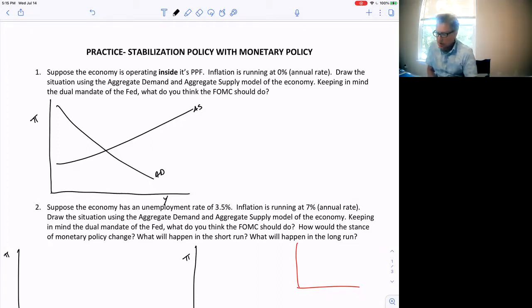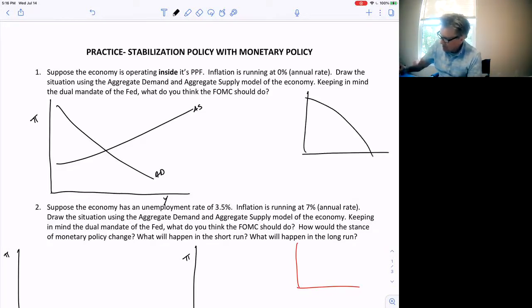So first problem, the economy is operating inside the PPF. If we were to draw the PPF in the economy, we're inside it, which means some cyclical unemployment. Inflation is running zero. That sounds great, no inflation, but that's too low as far as the Federal Reserve is concerned. They're the ones that have the power to change it with the money supply.